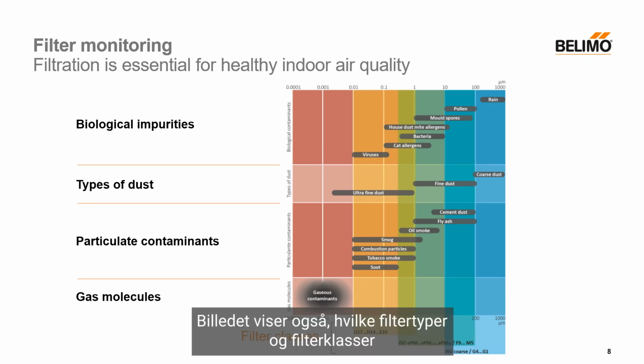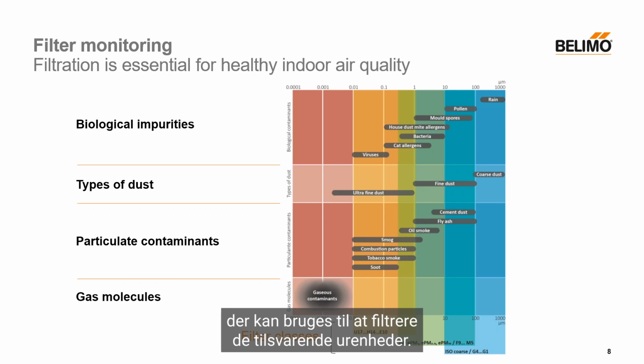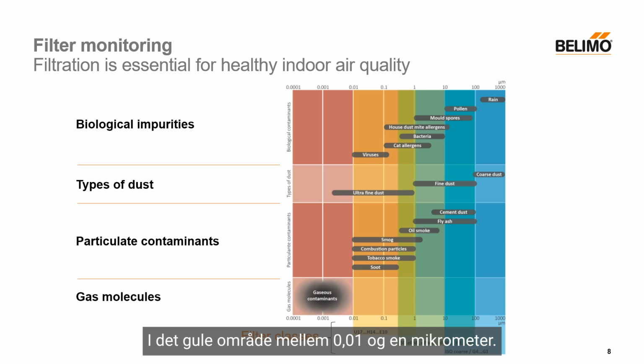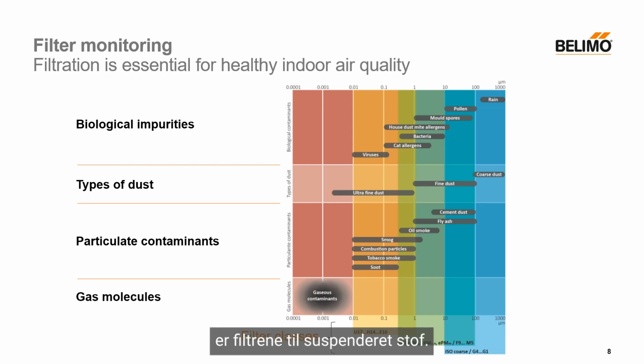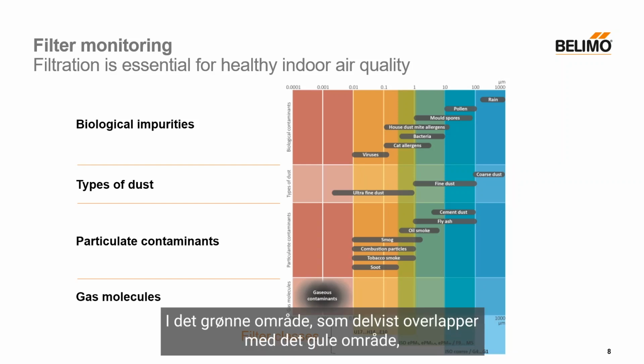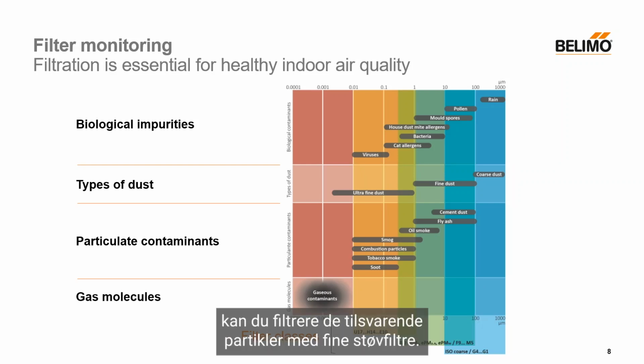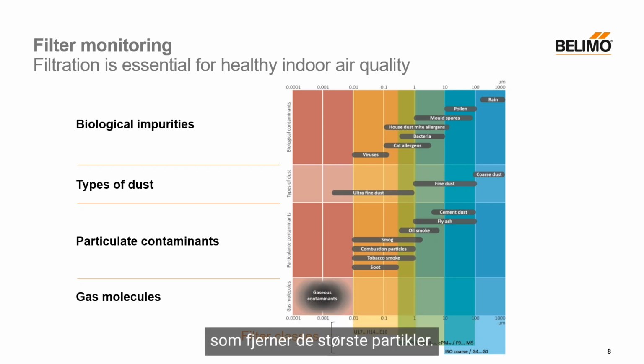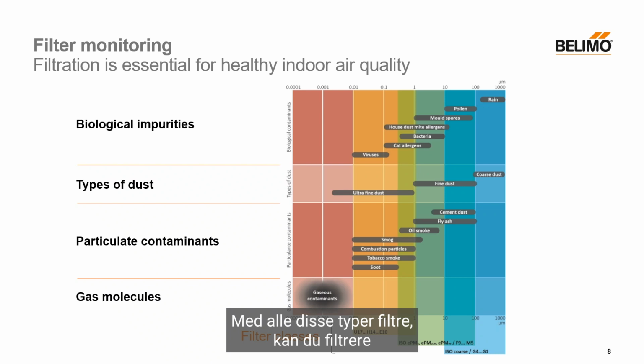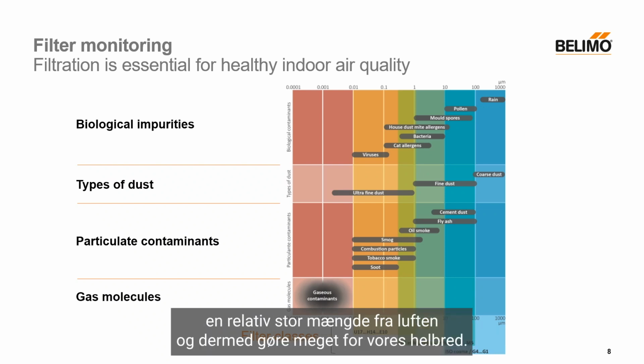The image also shows which filter types and filter classes can be used to filter out the corresponding impurities. In the yellow area between 0.01 and 1 micrometer are the filters for suspended matter. In the green area, which partly overlaps with the yellow area, you can filter out the corresponding particles with fine dust filters. And last but not least, there are the coarse dust filters, which eliminate the largest particles. With all these types of filters, you can filter out a relatively large amount from the air and thus do a lot for our health.